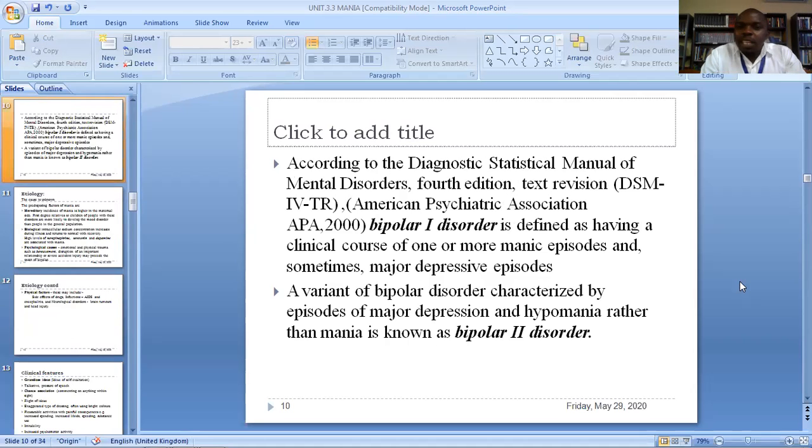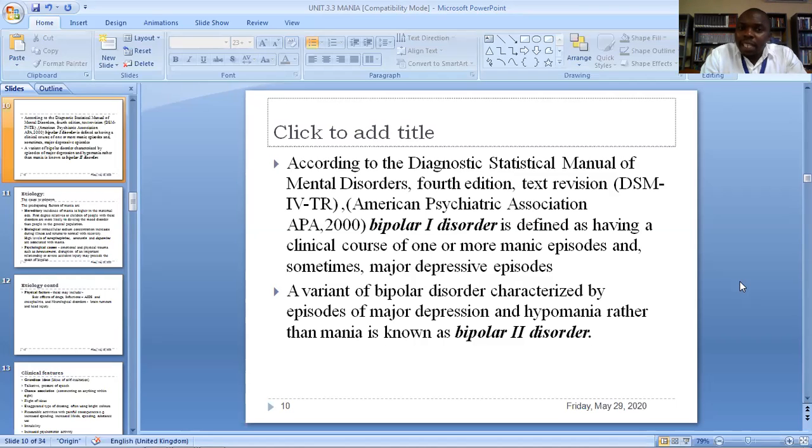Now, according to the Diagnostic and Statistical Manual of Mental Disorders, 4th edition, text revision, abbreviated as DSM-4 TR, which was brought out by the American Psychiatric Association, APA, in 2000, though there is a latest DSM-5, which was brought out in May 2013.